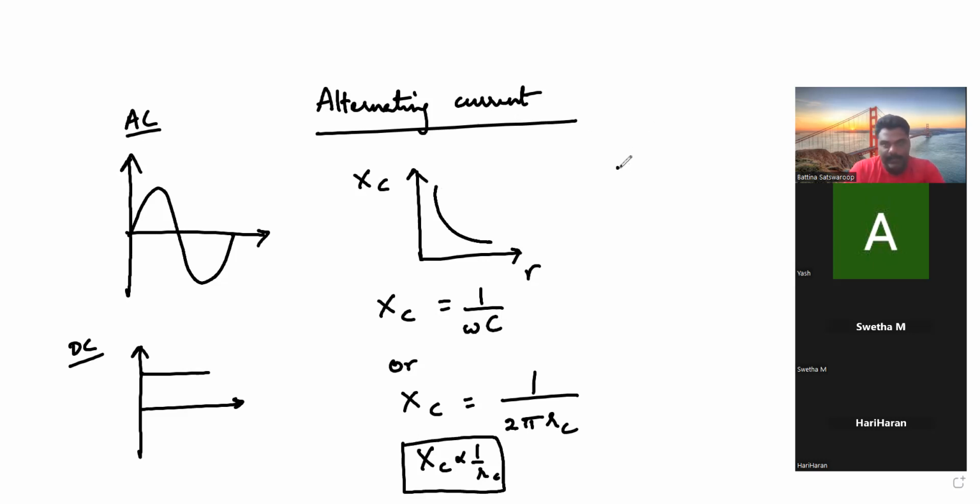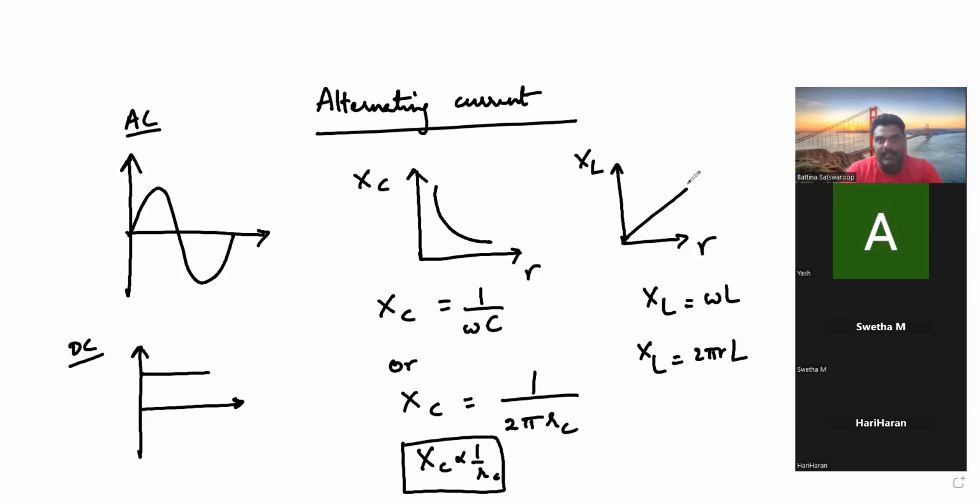அதே மாதிரி XL, inductance and this thing R. So XL is equal to omega L. XL is equal to 2 pi fL. Directly proportional. Directly proportional எப்படி இருக்கும்? Straight line passing through the origin. Right? Yes. அதான் சொல்லணும். Okay.